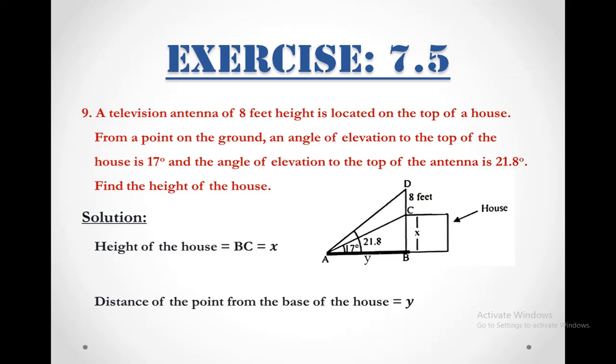The height of the house is shown as the letter X. The distance between the house and the point of observation is AB, which is denoted by the letter Y. At the top of the house the antenna is located; this distance is represented by CD and it is 8 feet, as given in the question. So, starting our solution, the height of the house is equal to BC, which is equal to X. The distance of the point from the base of the house is equal to Y.